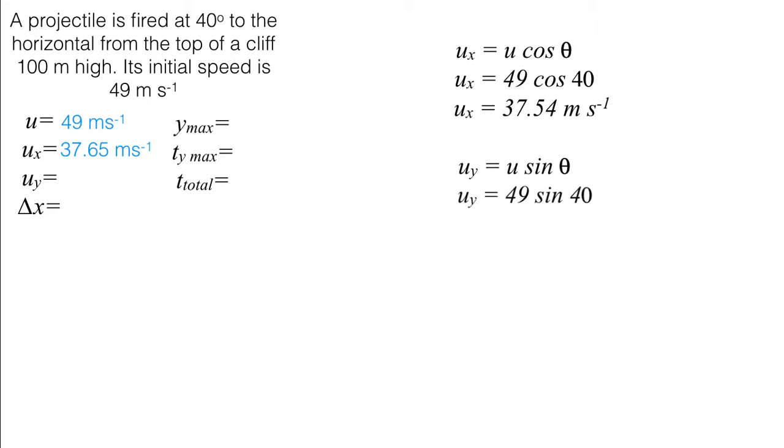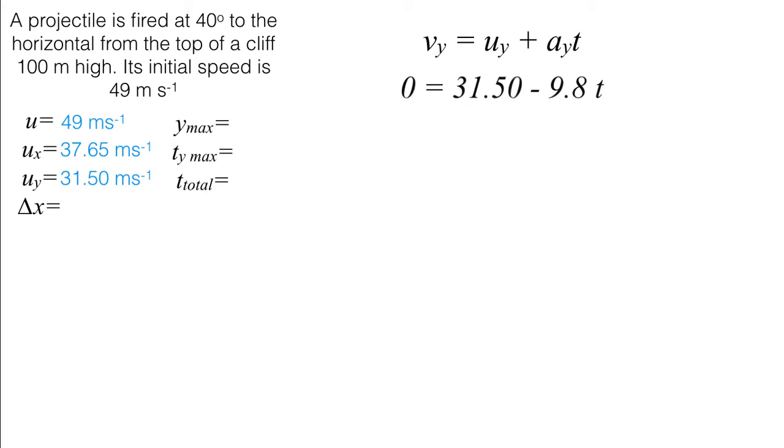The projectile is fired at 40 degrees to the horizontal from the top of a cliff 100 meters high. Its initial speed is 49 meters per second. So once again, we can very easily determine the initial velocity because it's given to us, and then very simply the ux and uy using our trig equations. From here, like we've done previously, we're going to determine a time of max height using v = u + at, where vy is 0 at its max height. So we can determine that at ty, the time is 3.21 seconds.